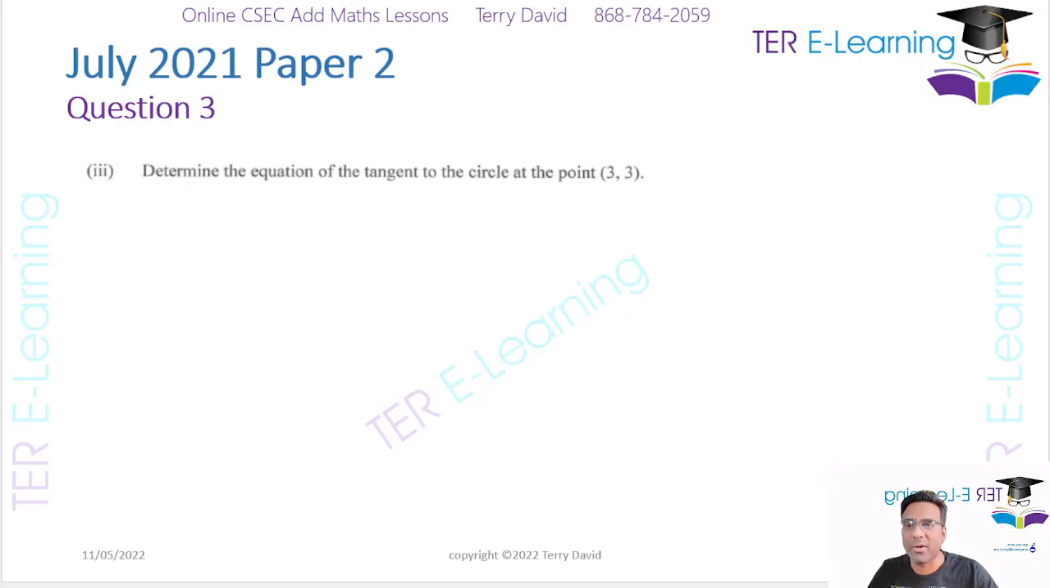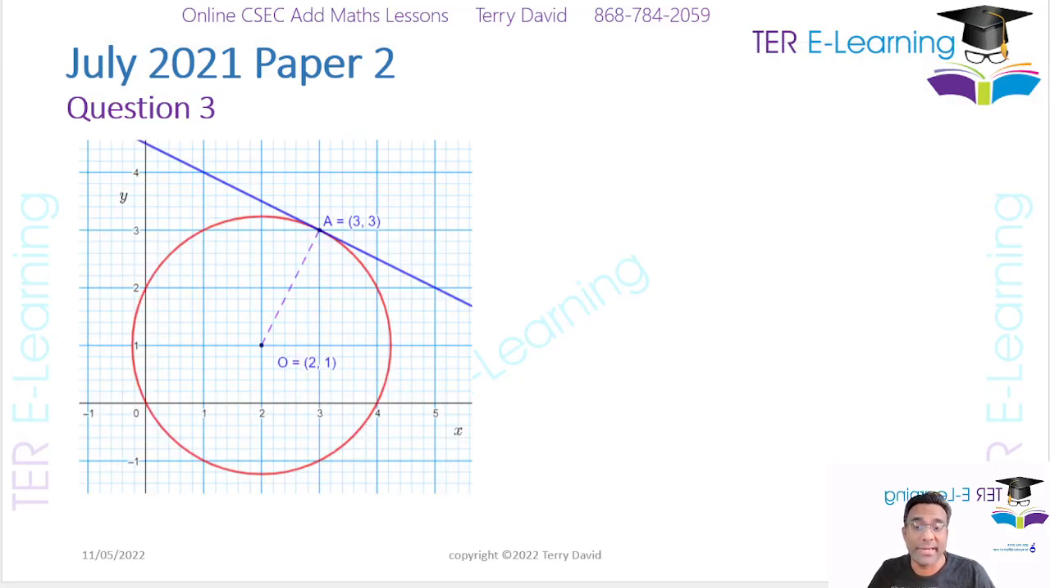In this part here now, we want to determine the equation of the tangent to the circle at the point 3, 3. So let's go back here to my curve. This here is my point 3, 3, and this here is my tangent. That's my tangent. So what we can do, we can use the points O and E to find the gradient of the line OE. The gradient of a line segment is given by y2 minus y1 over x2 minus x1.